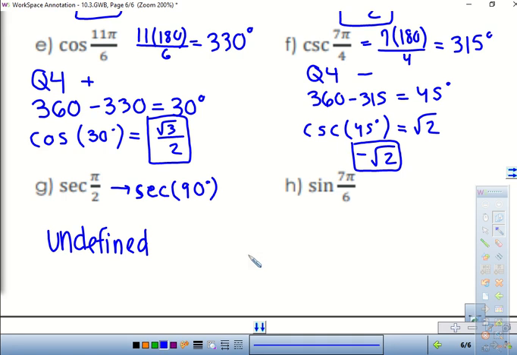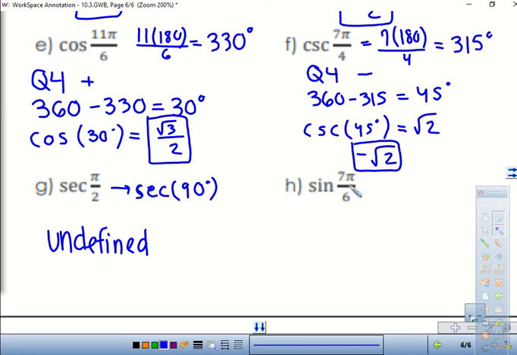So is everybody good with how we got that one? You sure? Okay. So you just have to look at the unit circle for the 90, 180, 270, and 360. So yeah. Anyways, let's try the next one.